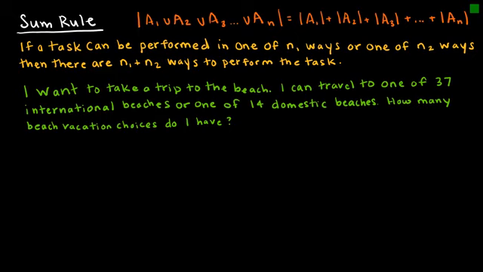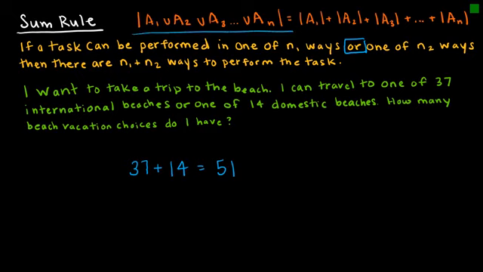The sum rule is if I have a task that can be performed in one of n1 ways or one of n2 ways, and so "or" is our key word here with the sum rule, then there are n1 plus n2 ways to perform the task. So for instance, I always want to take a trip to the beach, but let's say I can either travel to one of 37 international beaches or one of 14 domestic beaches. How many beach vacation choices do I have? So all this is saying is if I can take 37 international or I could take 14 domestic, then there are a total of 51 beach vacation choices that I have.